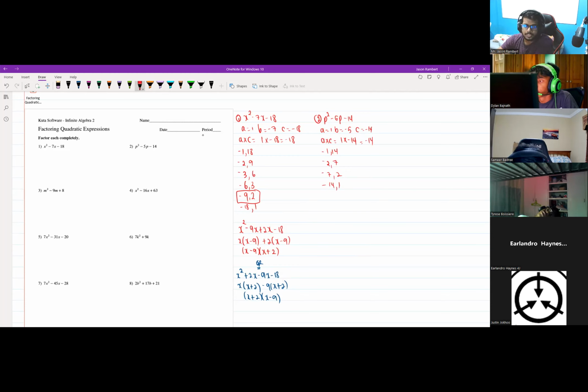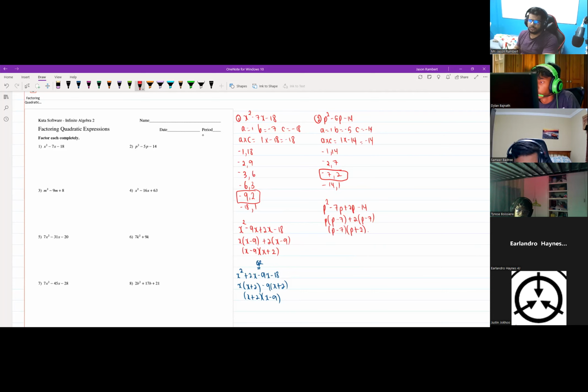Plug them in a calculator as an addition process. So you're adding each of these factors. You realize minus 7 and 2 is going to be the pair. So you end up with p squared minus 7p plus 2p minus 14. P into p minus 7 plus 2 into p minus 7. P minus 7 into p plus 2. Yeah?